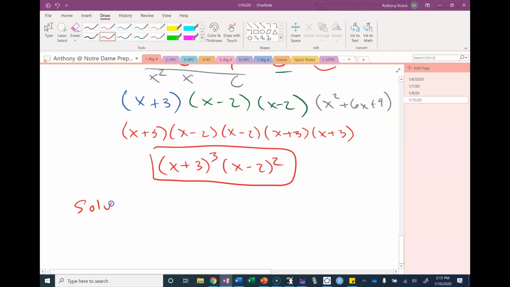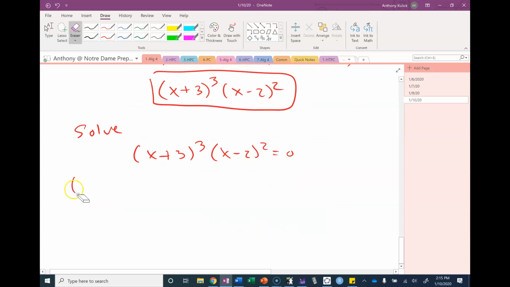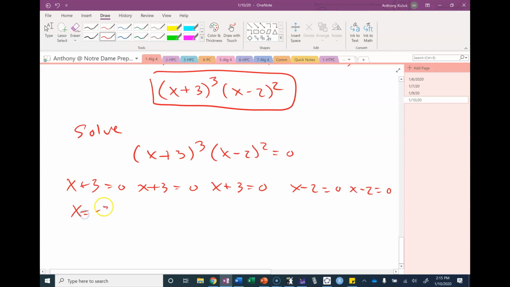And then to solve, we just set these things equal to 0, right? So when I set x plus 3 equal to 0, I have to set it equal to 0 3 times. And when I set x minus 2 equal to 0, I have to set it equal to 0 twice. So I get negative 3 as an answer 3 times. And I get positive 2 as an answer twice.